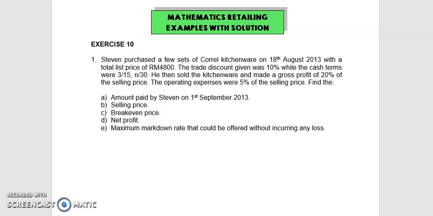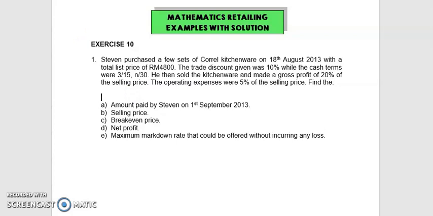Stephen purchased a few sets of coral kitchenware on 18 August 2013 with a total list price of 4,800. So as you read, you can list the information given. So here list price L is 4,800. The trade discount given was 10%. So trade discount is value R, or if you put value D also no problem, 10%, 0.1. While the cash terms were 3/15, net 30. So this is cash discount. CD is cash discount, 3/15, net 30.